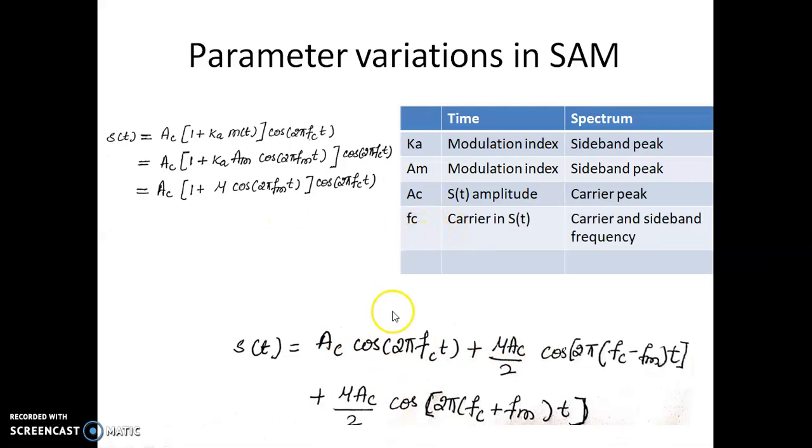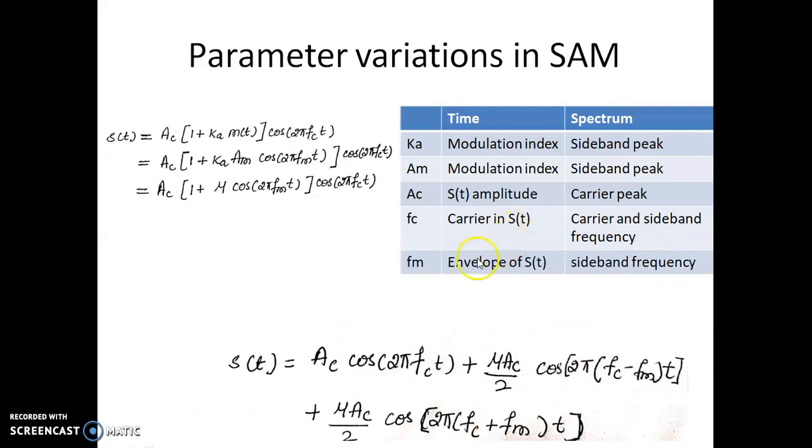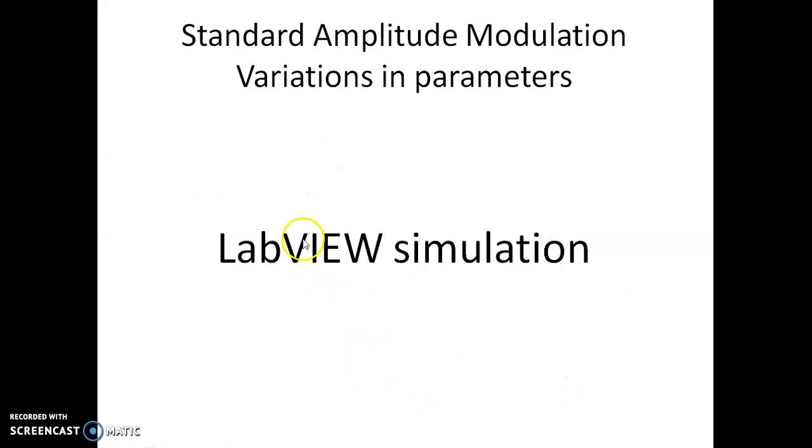Suppose I change the carrier frequency. If you can see, this is the carrier frequency. In the time domain you can see a change in the carrier frequency, and in the spectrum you can see the frequency of the carrier and both sidebands will change. If I change the modulating frequency, the envelope frequency in SFT will change. That is evident in your time domain. In the frequency domain, you can see only the sideband frequencies changing, so no change in the carrier frequency. These things we'll see in the LabVIEW simulation and try to understand the variations of many parameters.